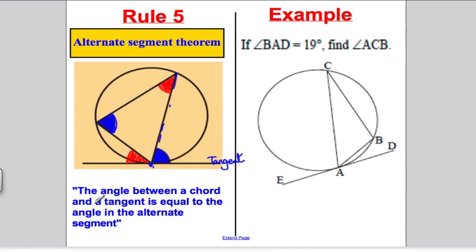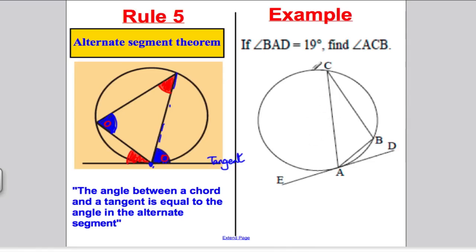And mathematically, the way we say it is the angle between a chord and a tangent is equal to the angle in the alternate segment. This one is equal to this angle in the alternate segment. This one is equal to this angle in the alternate segment. In the exam, you can just quote alternate segment theorem.